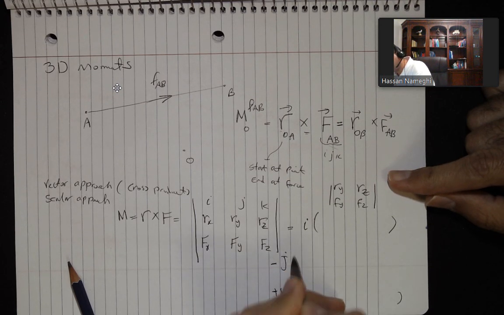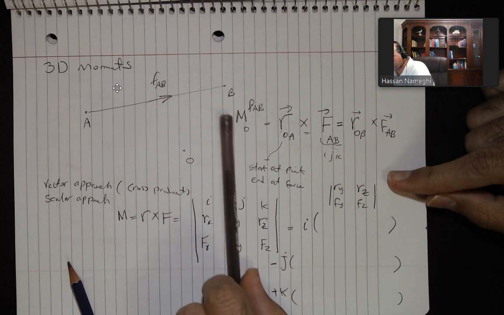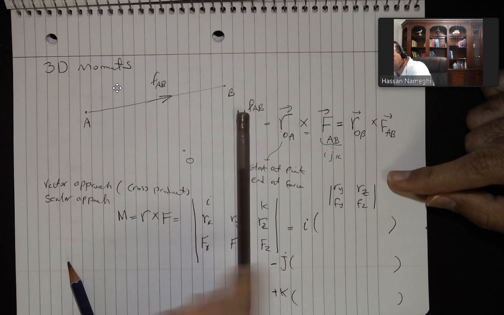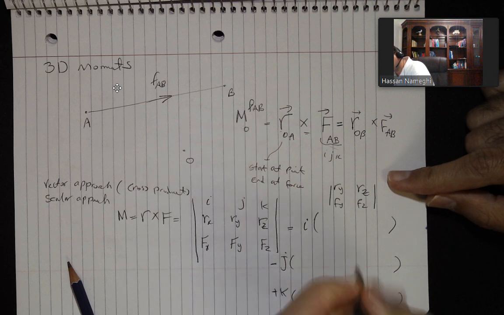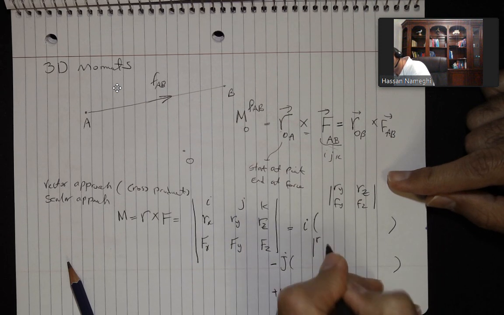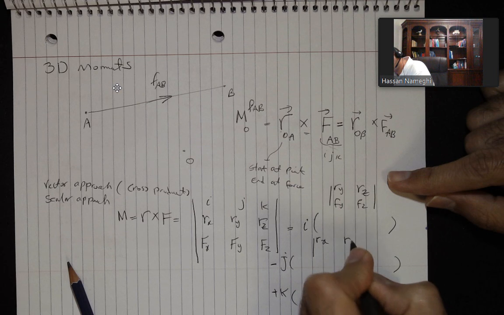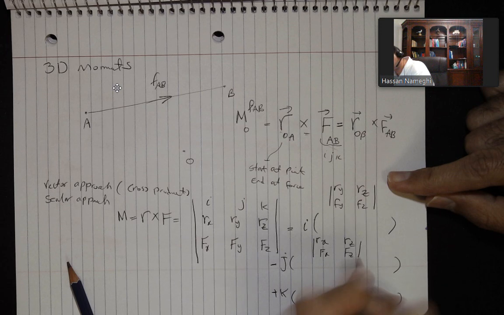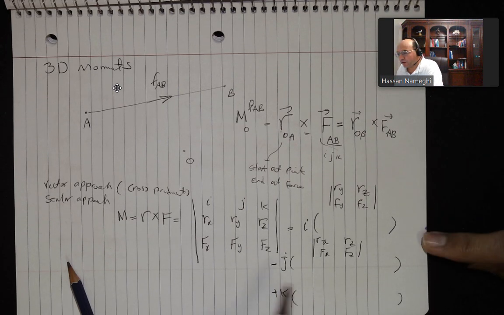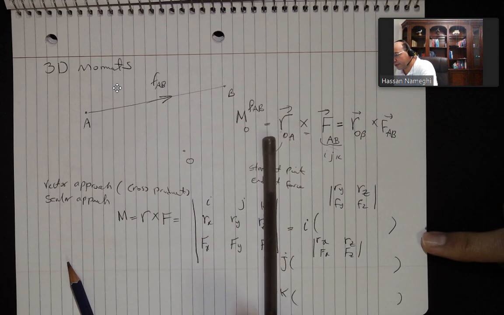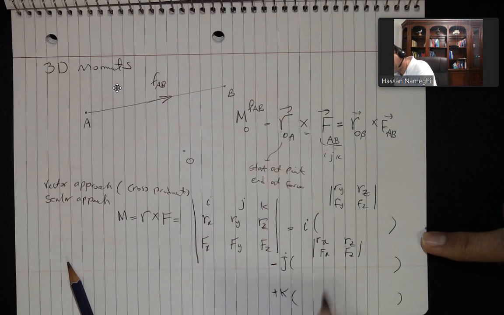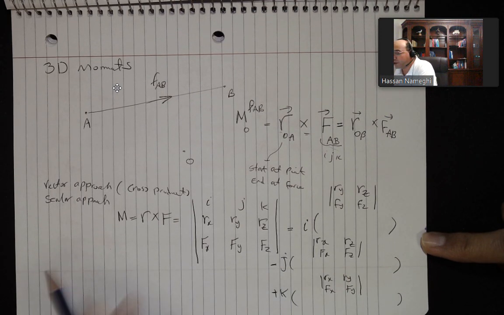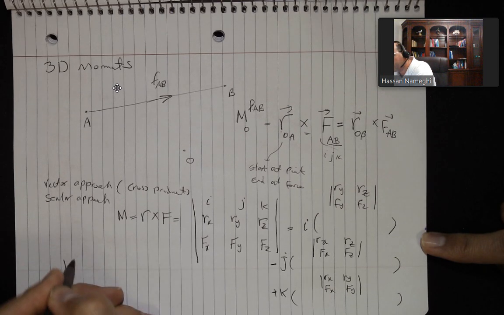On the J, I put my pencil on the column for J. I get Rx, Rz, Fx, Fz, so I put them here. Keep it like this, and then if I put my pencil on the K, I get Rx, Ry, Fx, Fy.